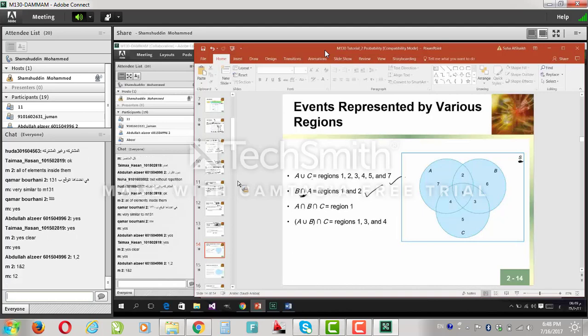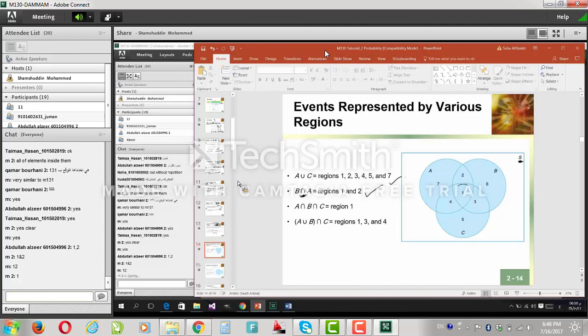In between B and A, I have 9, and digit 2, meaning the number. Now A intersect B intersect C means I have the common numbers from the three of them. What's common between the three of them?